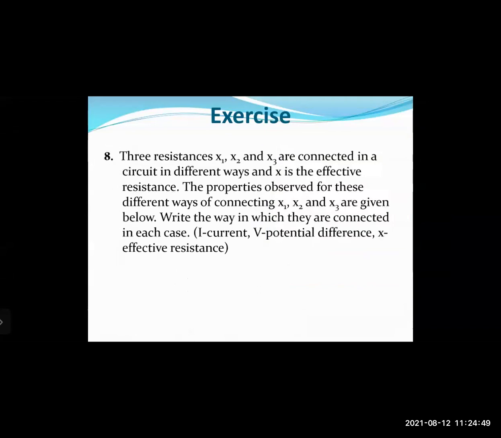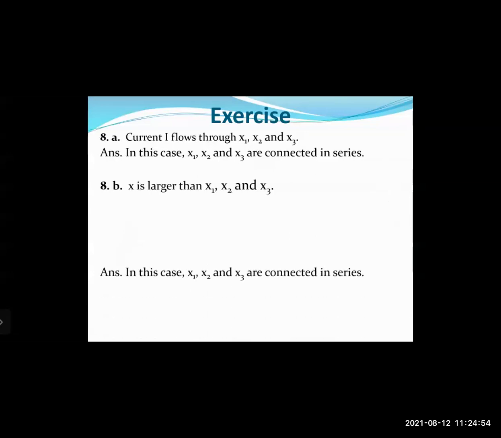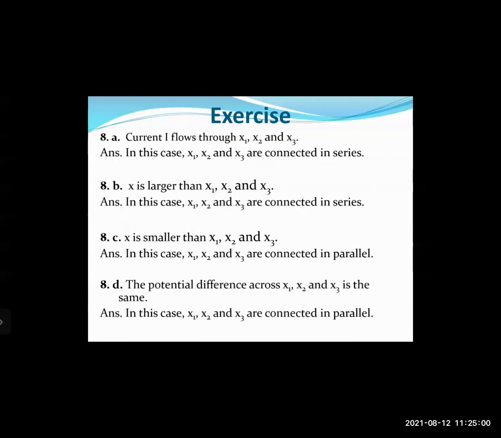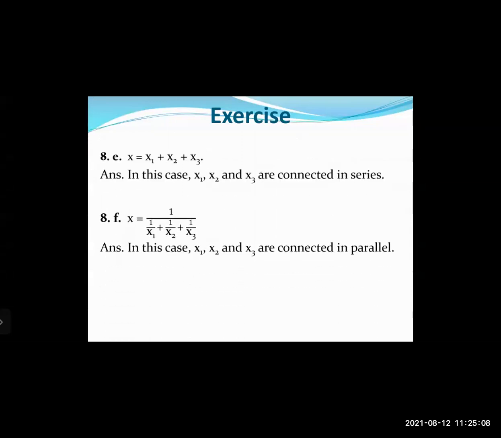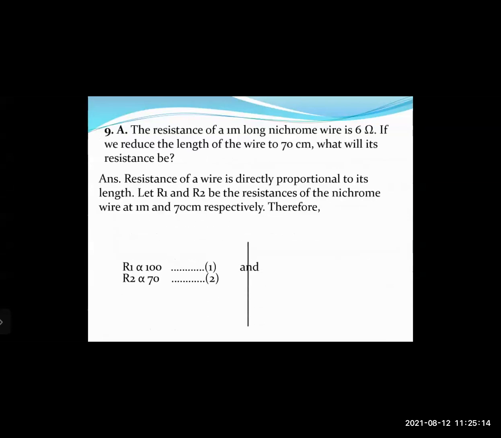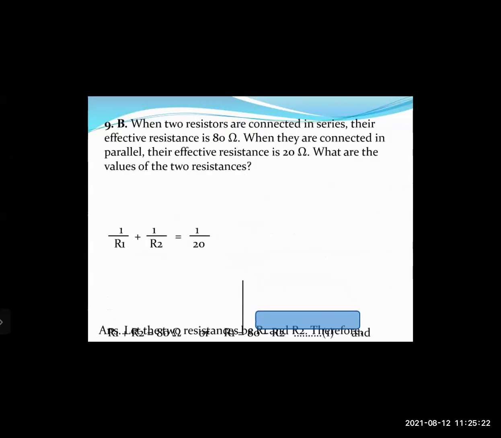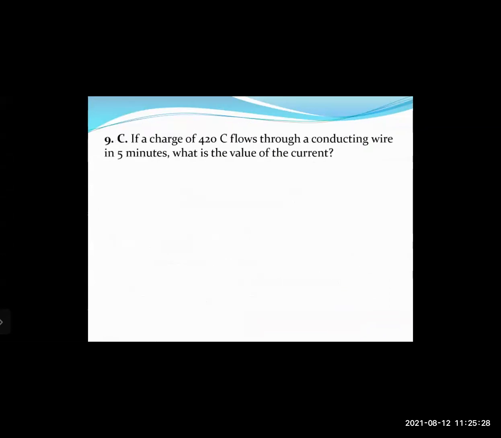Okay, and then we have the three resistances X1, X2, X3. So for that we have questions 8A, 8B, 8C, 8D. Okay, you can take a screenshot of this screen now. And finally, E and F. Okay, then we have the two numericals which we had also discussed in the previous class. Okay, same here. And then the last numerical.